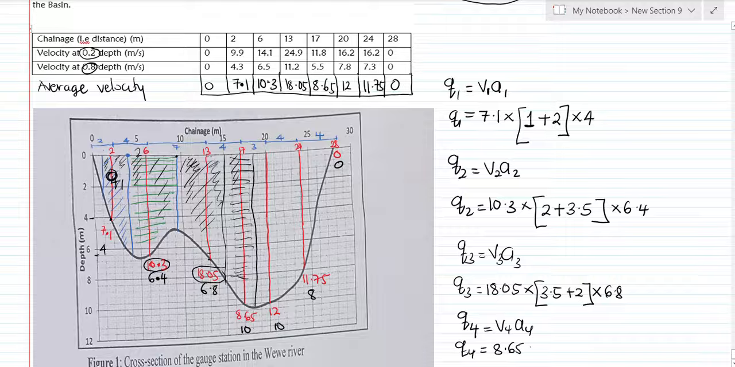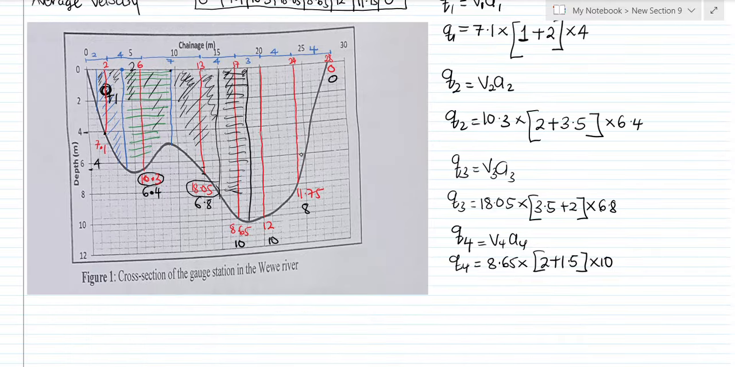Q4: V4 is 8.65 times the area. The distance at this side is 2, and the distance at this side is 1.5, times the depth there, which is 10. Are we okay? All right. Then we go to another section.